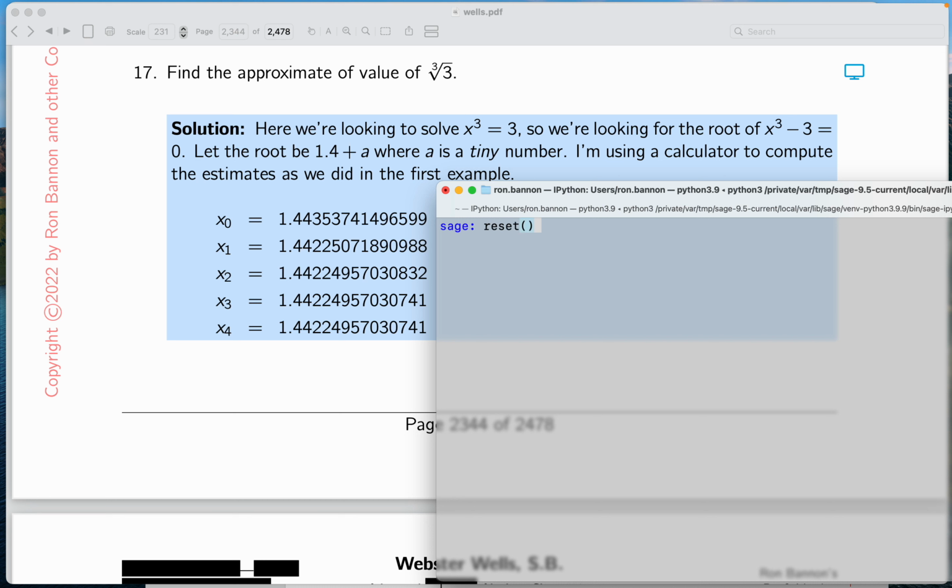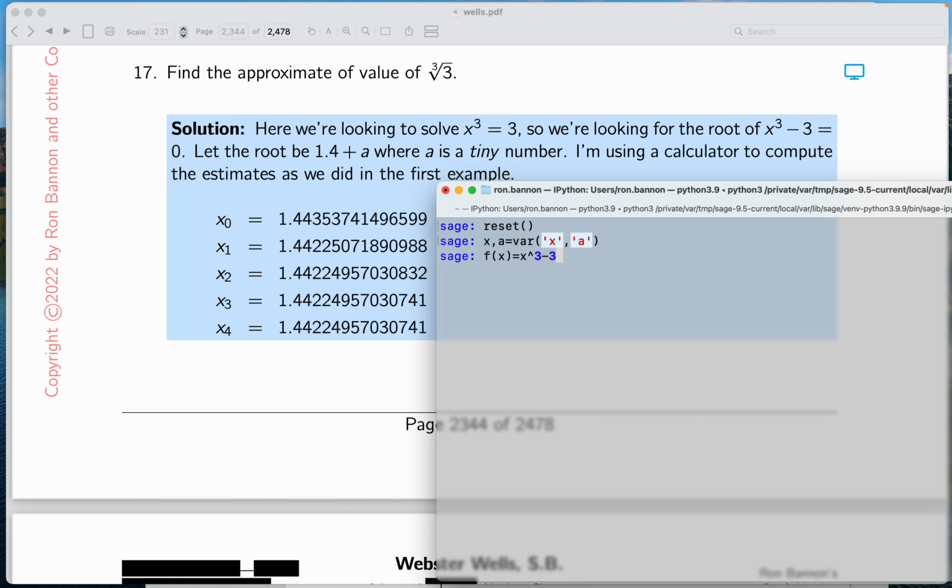Let's define two variables, x and a. They're variables. I got a function. What's the function? It's going to be, let's see, x cubed, I know this seems strange to you, minus 3.